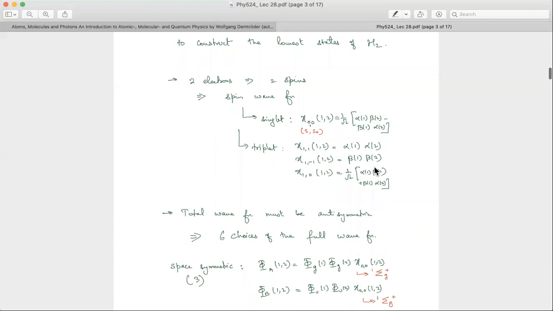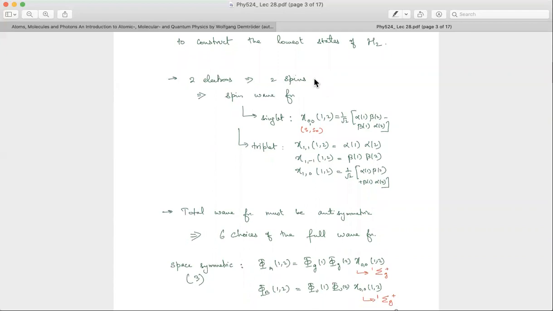So just to recall, for the two electron system, I have two spins. So the spin wave function can be either a singlet or a triplet. And if you recall, if I label the particles as 1, 2, and the Sz states as alpha and beta, let's say up is alpha and down is beta, then the singlet state can be written as 1 by root 2 (alpha 1 beta 2 minus beta 1 alpha 2) basically, right? Normalized with a factor of 1 by root 2. And that state, let's label as chi 0, 0, 1, 2.